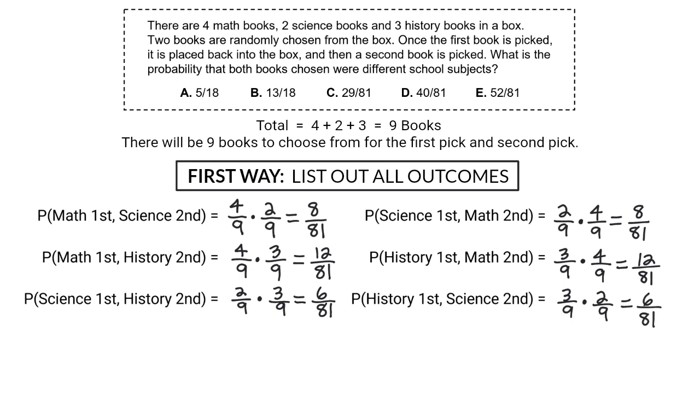Now we have all the situations where the first book and second book are different subjects. So now we can find the total probability that both books are different.